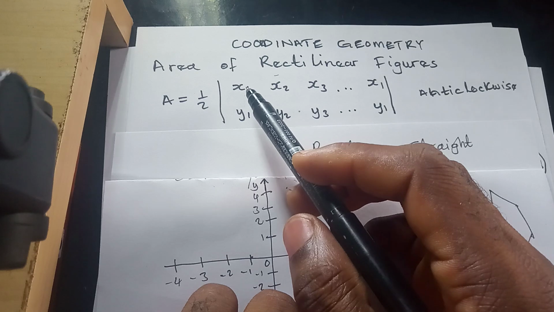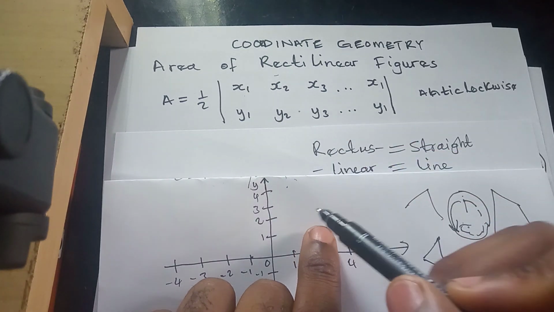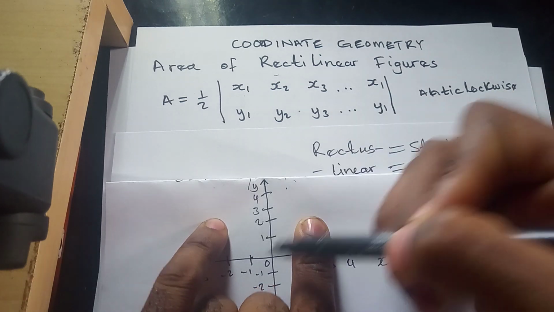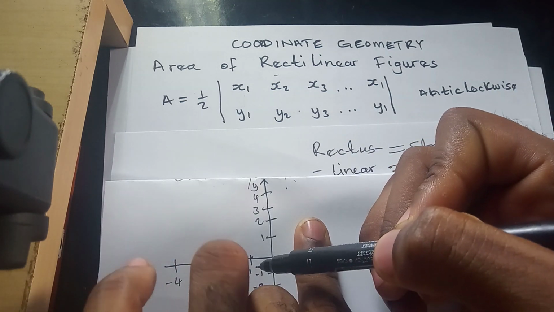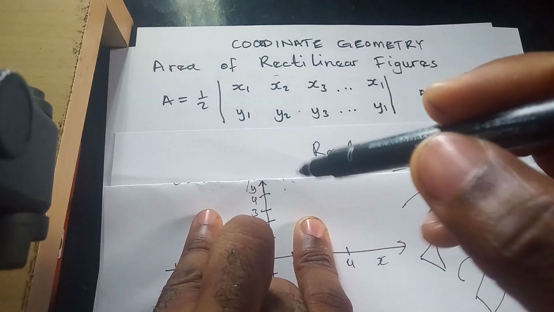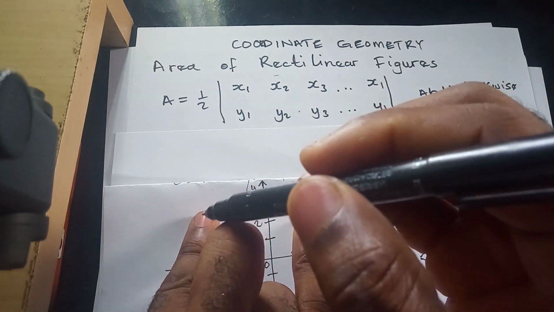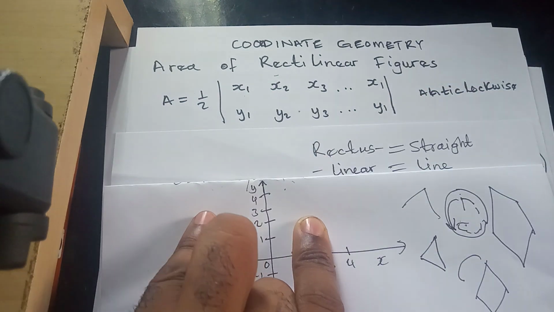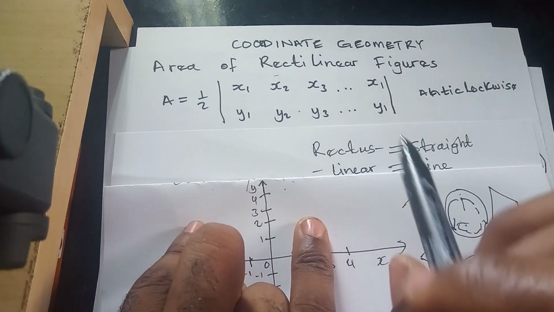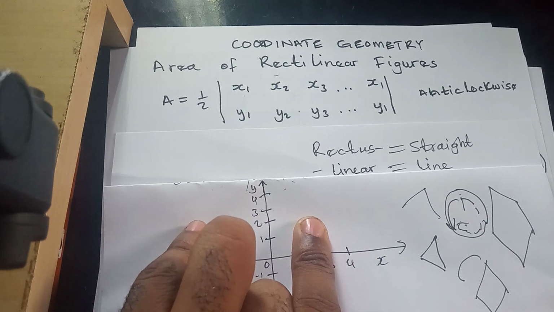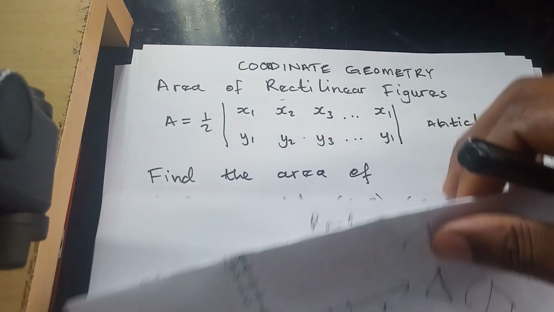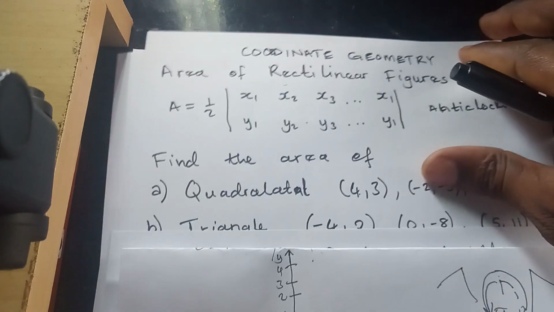If, for example, x1, y1 was here, and then x2, y2 was here, and then x3, y3 was somewhere there, then I would pick my points this way. If I start from here, I'll be moving in this direction. If I start from here, then there and there. If you decide to pick them in the clockwise direction, then your area will be a negative answer. So let's look at some examples.